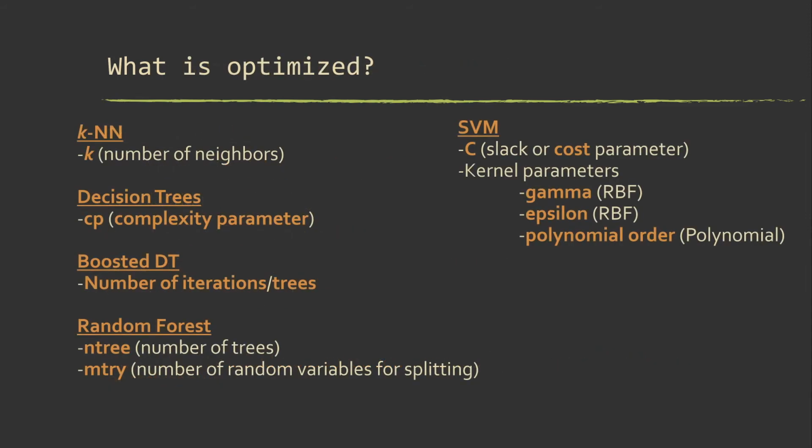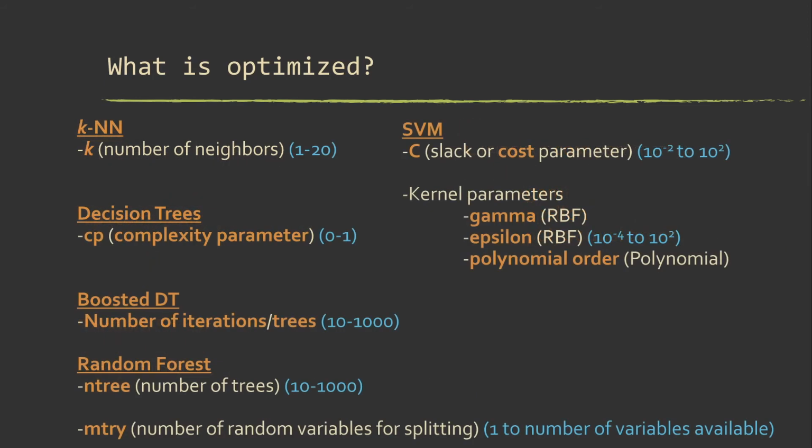The next question is what you actually need to optimize, and again, that's going to depend on the algorithm you're testing or optimizing. Here are a few examples for different algorithms. KNN has the number of neighbors, K. For decision tree, we have CP. Random forest has the number of trees and the mtry, and then we have some options for SVM. Note there are other things you can assess too. For example, with random forest, you can set the smallest number of features for a split. So there are other variables that you can assess.